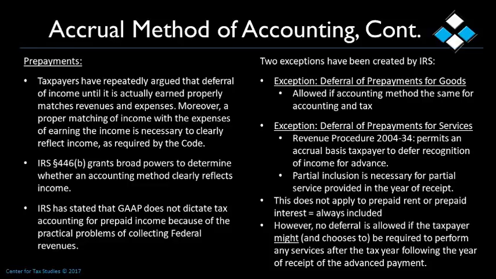So, the Treasury Department came up with the Internal Revenue Code section 446B, which grants broad powers to determine whether an accounting method clearly reflects income. So this is interesting because what this states is that the method of accounting, the way that you account for certain types of income, you have a little bit of flexibility. But the IRS will come back, and if it's not clearly reflecting income, they can undo the way that you have done your accounting to clearly reflect income for tax purposes.